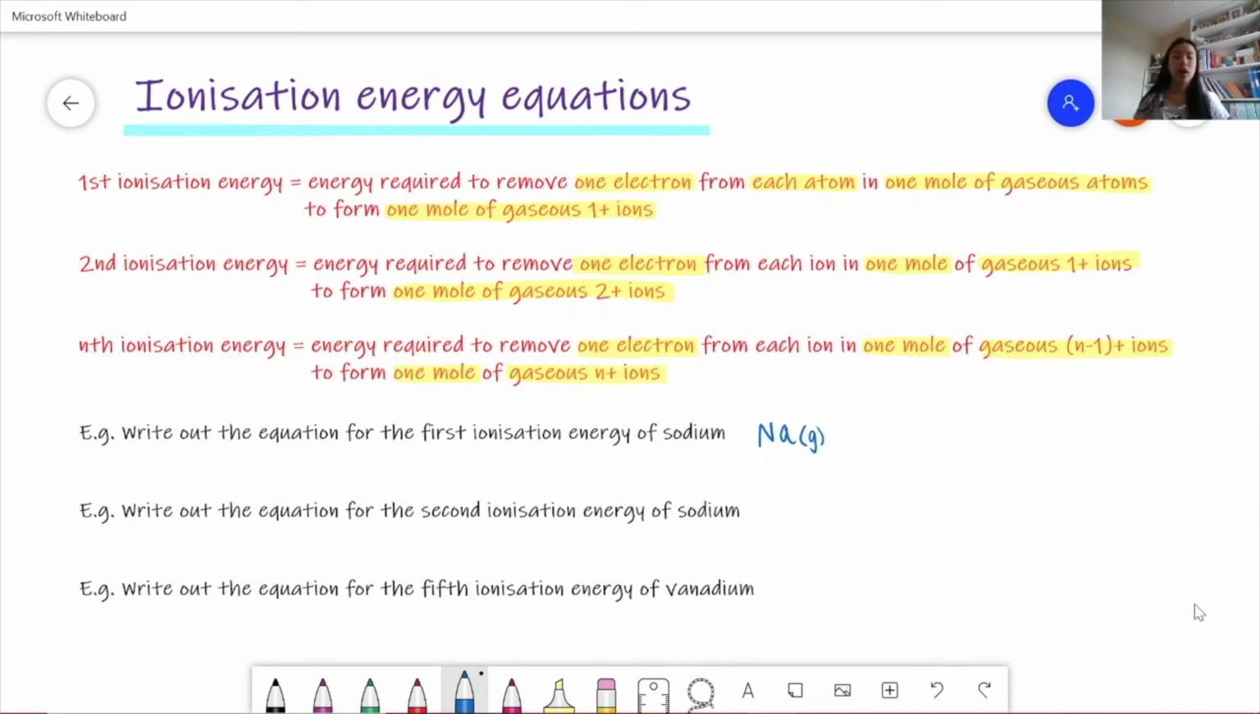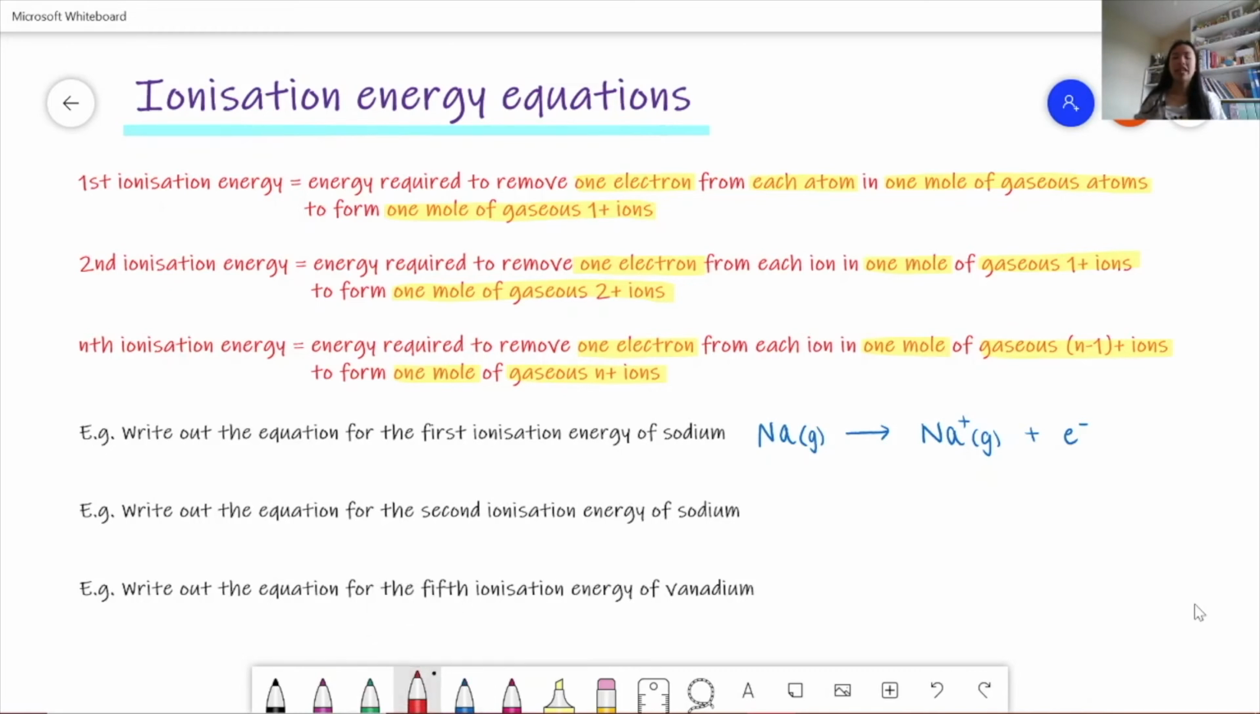And so that's why we put that reaction arrow here. And then we have 1 mole of Na+ ions, which are also gaseous, and we have an electron. Instead of having Na minus an electron goes to form Na+. So it's just convention to write it this way.